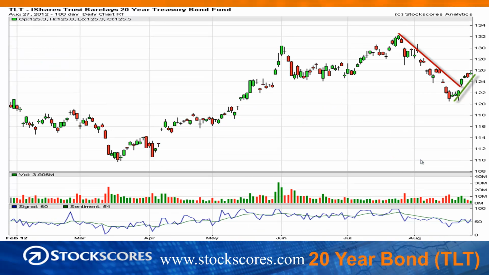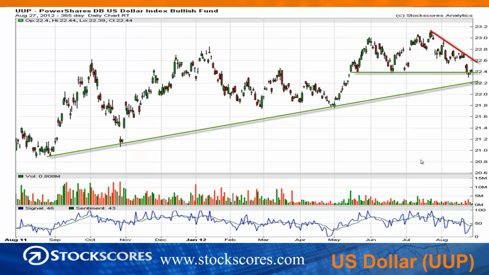Now, money started to come back into the 20-year treasuries last week. We can see a little bit of a bounce back there. I continue to think that this is more likely to go lower than higher, but again, there are some people parking money into the safety of treasuries in case the US Fed does not come through. It's something of an insurance trade.